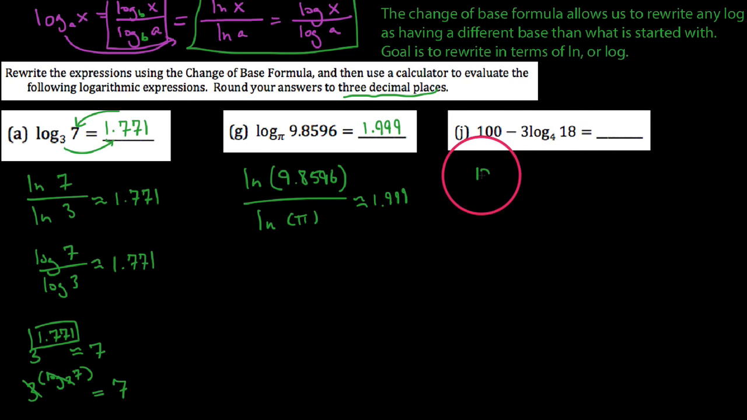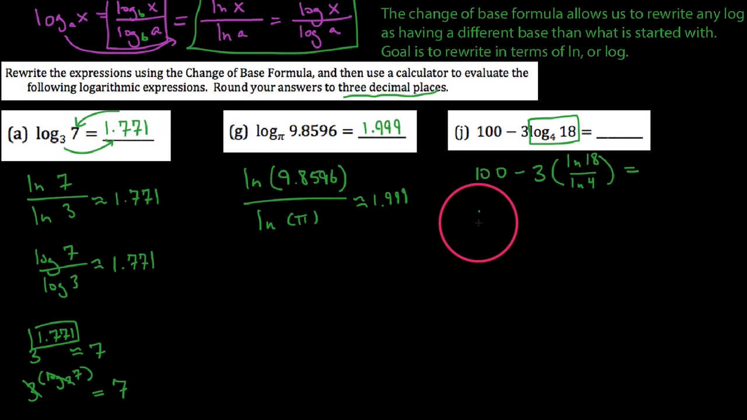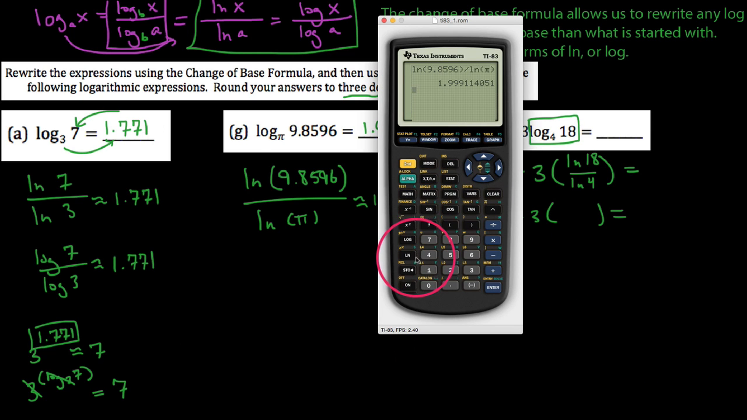And then for this last one here, when I say rewrite this using change of base, you'll notice that we have 100 minus 3 times this log that I want to rewrite here. And so the way we're going to have to do this is 100 minus 3 times, now in parentheses, here's where we'll put our change of base formula. So we have the natural log of 18 on top over the natural log of 4. So using our order of operations, we'll definitely want to start inside here first. Now the interesting thing is, when I do this, ln 18 divided by ln 4 is going to be this long decimal that never stops.